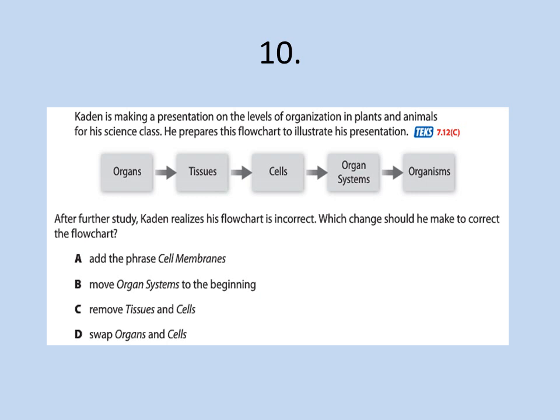Question 10. Caden is making a presentation on the levels of organization in plants and animals for his science class. He prepares this flowchart to illustrate his presentation. After further study, Caden realizes his flowchart is incorrect. Which change should he make to correct the flowchart? A. Add the phrase cell membranes. B. Move organ systems to the beginning. C. Remove tissues and cells. Or D. Swap organs and cells.